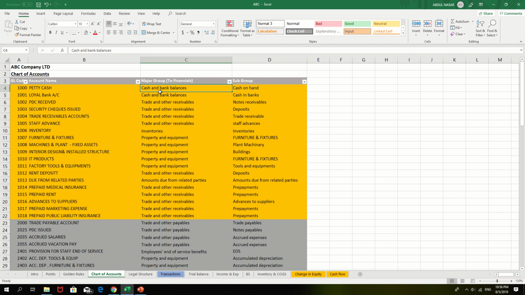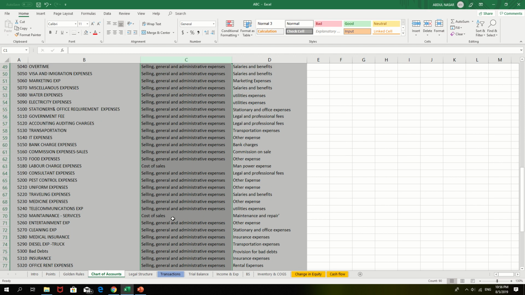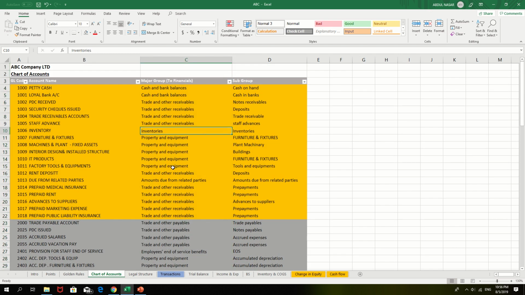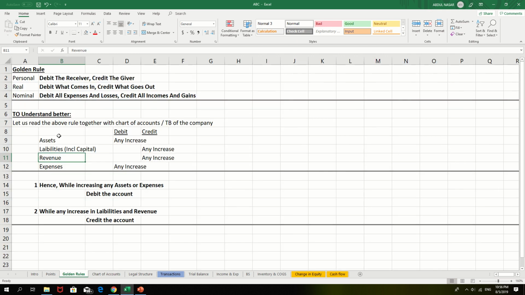At the same time, both cash in hand and in bank account go to cash and bank balances. So this category will go to financials. Financials means trading, profit and loss, and balance sheets. So this whole category will go to our financials to prepare the financial statements. These are the mapping of the individual accounts. Now let us go back here.